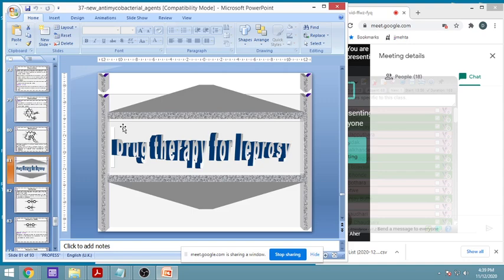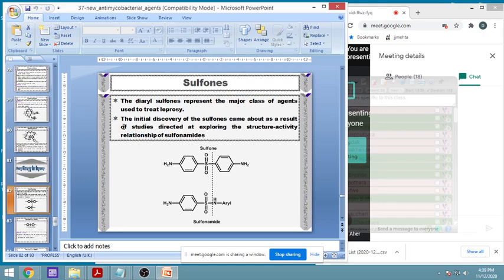Then next is leprosy, with the various drugs for leprosy. These are sulfones. They are actually analogs of sulfonamides. Instead of the amino group, another cyclic ring is put into it, and that makes a sulfone. They represent the major class of agents used for treating leprosy, the infectious disease caused by Mycobacterium leprae.